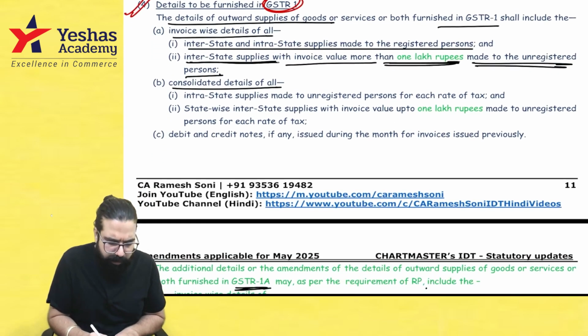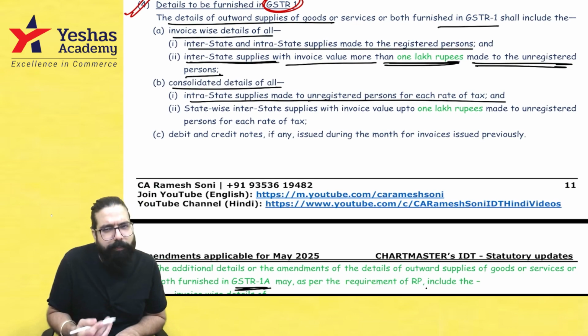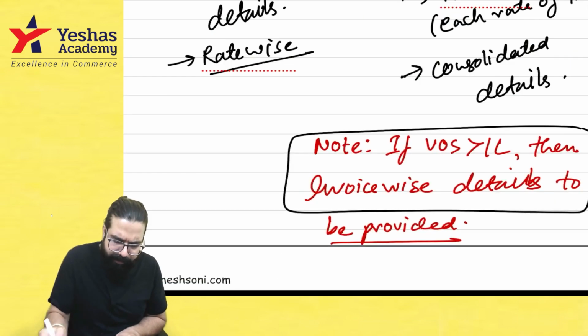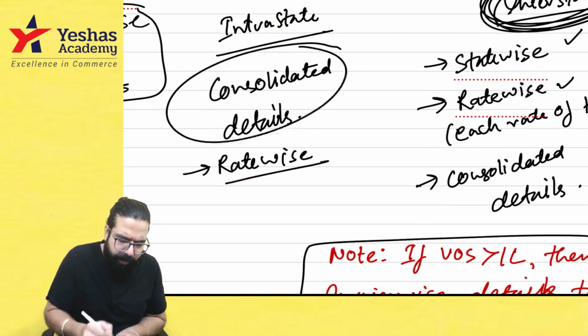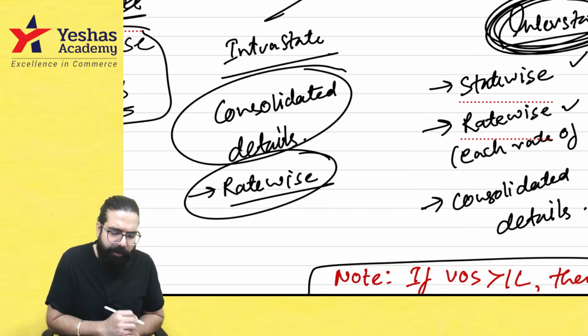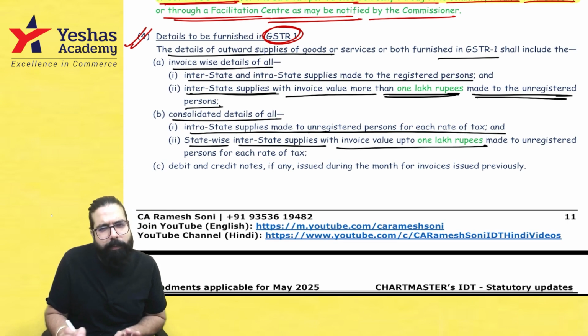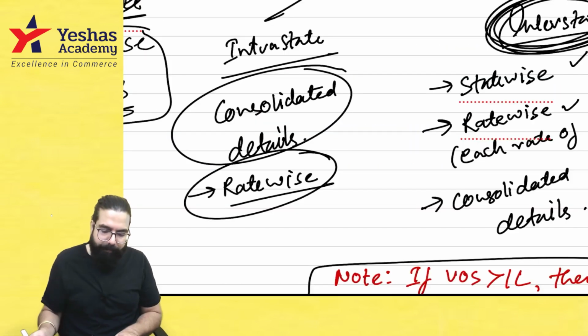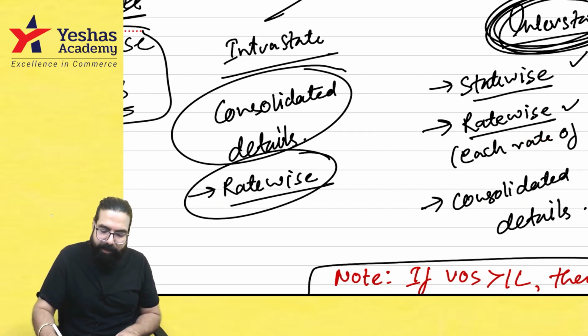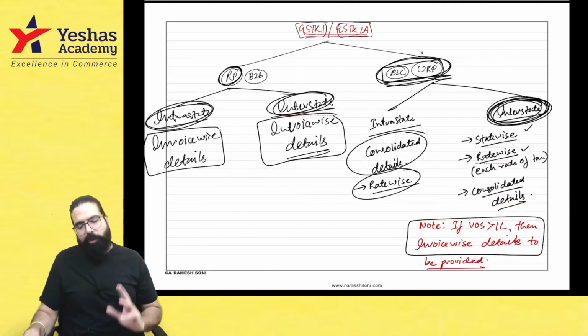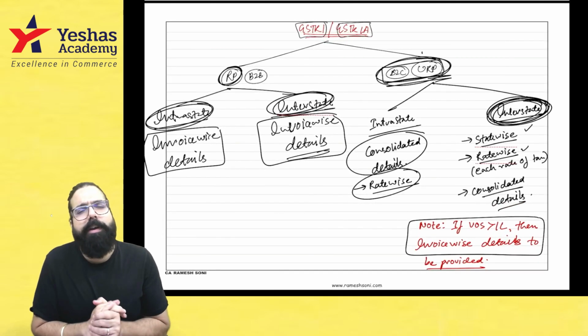Consolidated detail, intrastate supply to unregistered person for each rate of tax. If it is intrastate, you have to give rate wise consolidated details. State wise, interstate supply with invoice value up to 1 lakh, where the invoice has not crossed 1 lakh, made to an unregistered person for each rate of tax, so state wise, rate wise consolidated details you have to give. That's all they have told over here. I hope you guys will be able to remember.